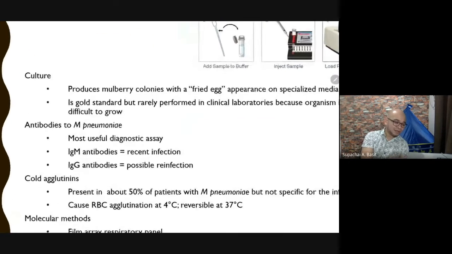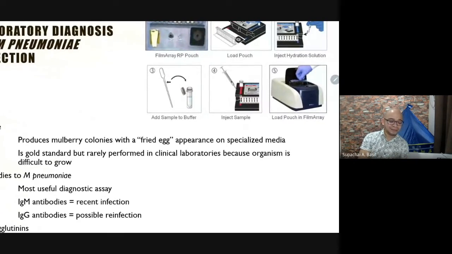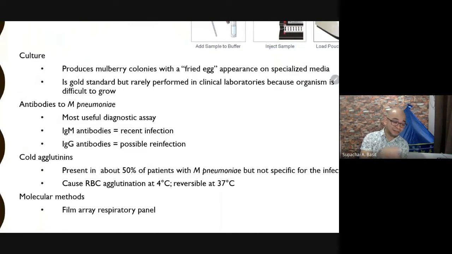Okay, so we can actually culture it. It produces mulberry colonies that appear like fried egg on specialized media. It is considered the gold standard, but it is rarely performed in clinical laboratories because the organism is difficult to grow. Therefore, a simpler way of determining it is through antibody testing. This one is the most useful diagnostic assay. Here, IgM means that it is a recent infection. IgG means a possible reinfection.